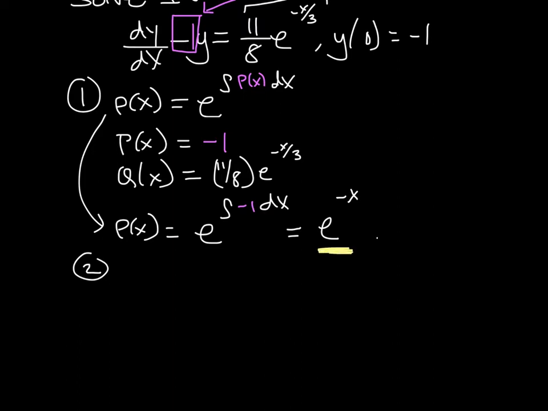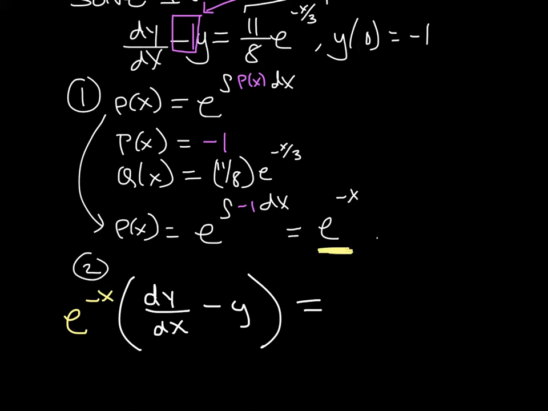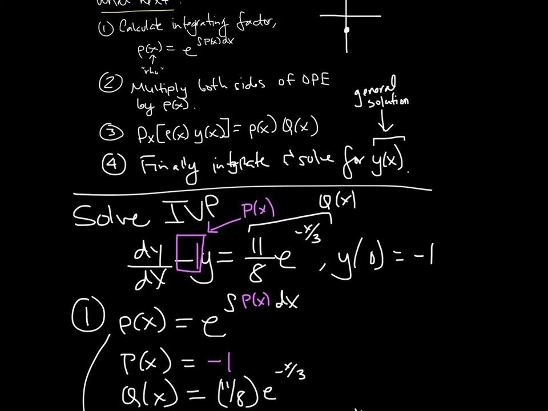Okay, so e to the negative x. I'm going to multiply that by dy dx minus y on the left, and I'm going to multiply my integrating factor to the right-hand side. So 11/8 e to the negative 1/3 of x. Now that we've multiplied both sides of the ODE, we're going to recognize this pattern over and over.